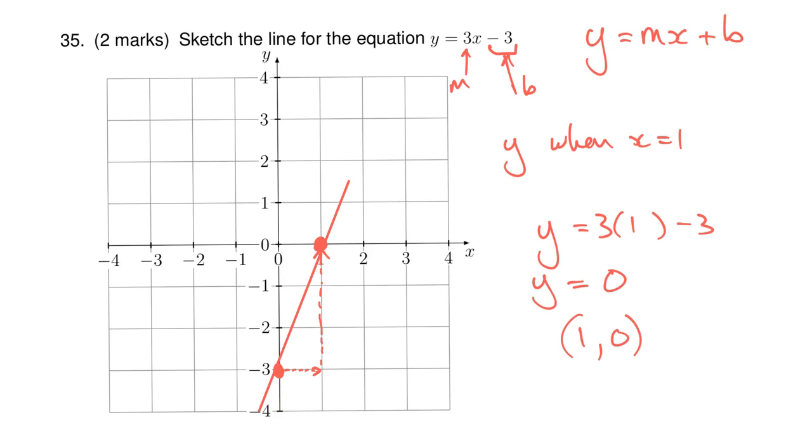Because remember, this is my x value, and this is my y value. So the coordinate 1, 0, I go across 1, up or down to 0, and it ends up being that point there, which is the same one as we got previously, so that's a good sign. That is it. Line sketched. Exam done. You guys are awesome.